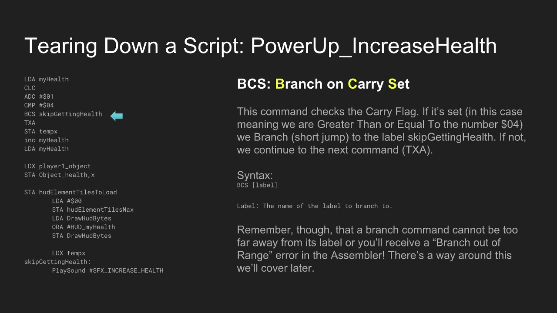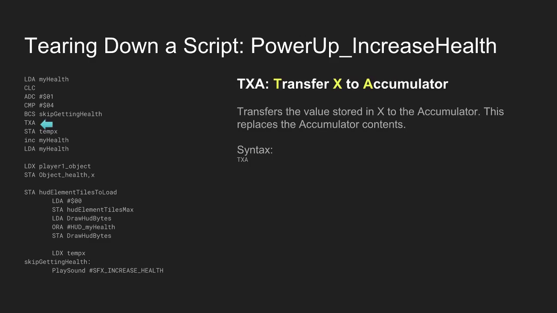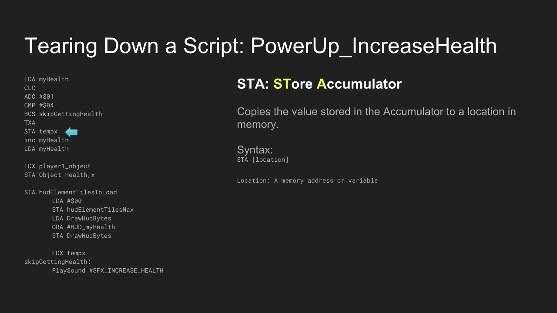Next, we have a branch statement, branch on carry set. If the carry flag is set, then we jump down to skip getting health. If carry is clear, then we move on to the next line, which is transfer X to accumulator. We transfer the number stored in the X index register to the accumulator, and the accumulator's contents are replaced as a result. We then store the accumulator's contents, STA, into tempx.